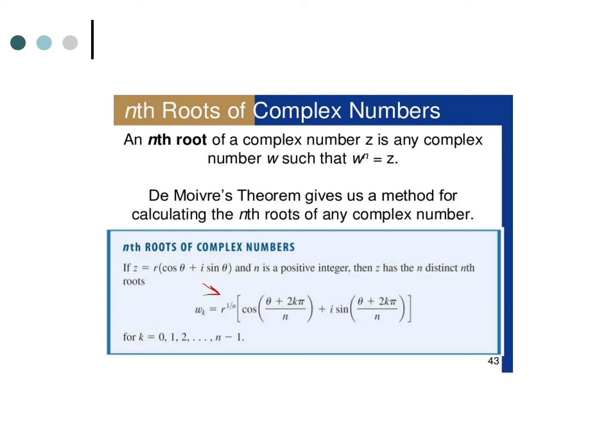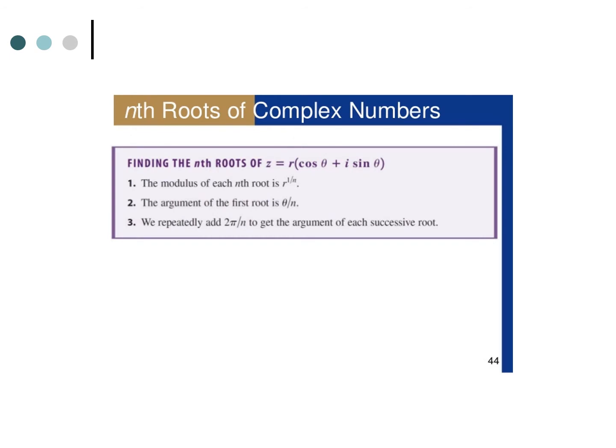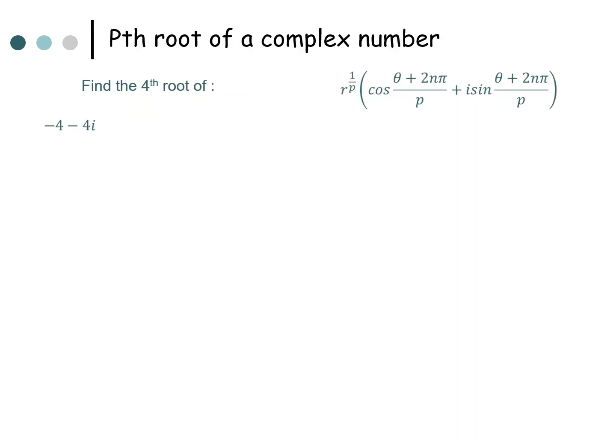Cos of theta plus 2k pi over n, where k gives the roots which you require. For example, if they are asking you to find the cube roots, you will take k as 0, 1, 2, because you need to find the 3 roots. Now, if they ask you to find the fourth root, you will put k as 0, 1, 2, 3, and hence you will make the number of roots equal to 4. So let's see how we can solve these kinds of questions.